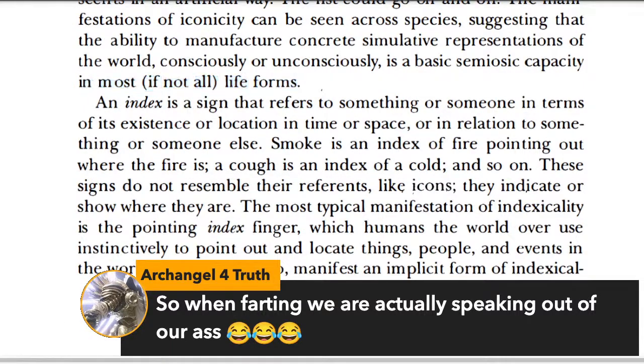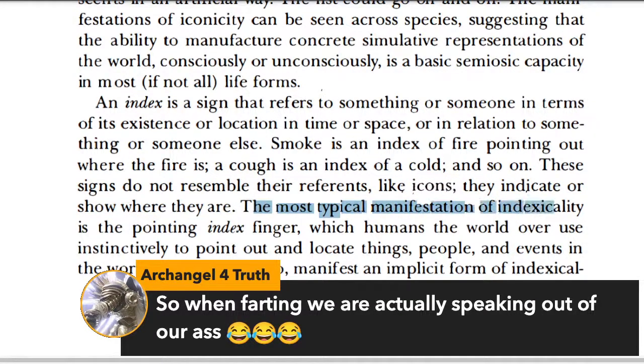An index is a sign that refers to something or someone in terms of its existence or location in time or space, or in relation to something or someone else. Smoke is an index of fire, pointing out where the fire is. A cough is an index of a cold. See, it's not a symptom, it's an index, and so on. These signs do not resemble their referent. Like icons, they indicate or show where they are. They do not resemble them. They show where they are.